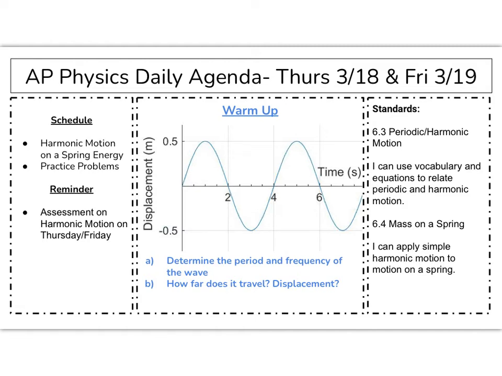So you'll see that there is this graph of an oscillating spring. And what you're going to do is determine the period and frequency of the wave and then how far does it travel and then what is the displacement. So pause this video and do this on your own.